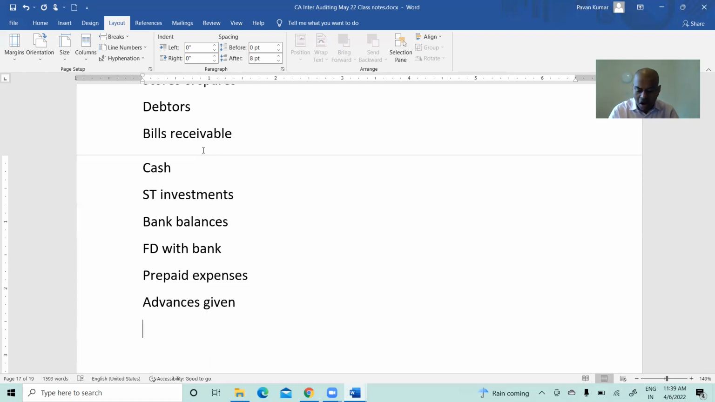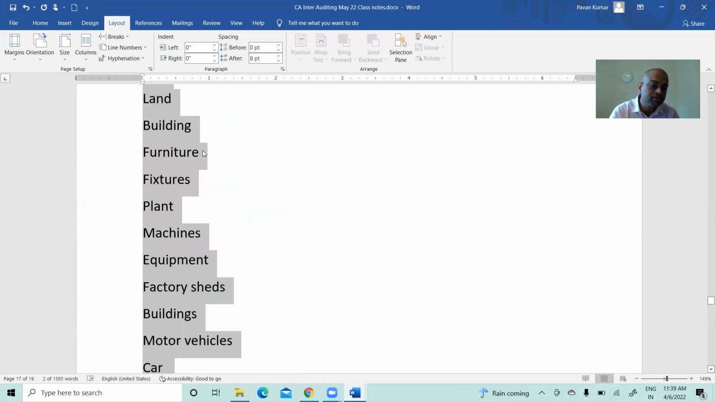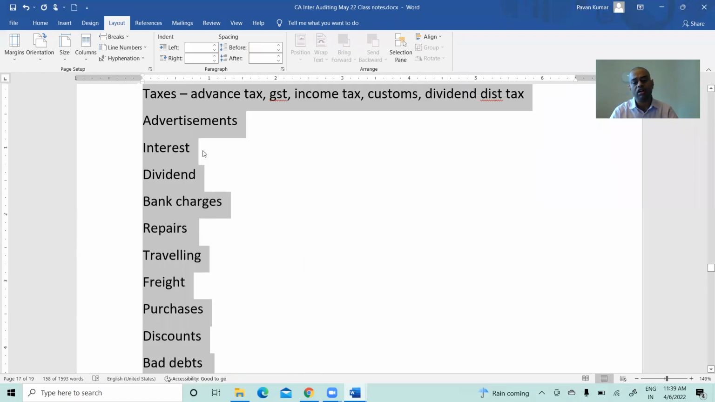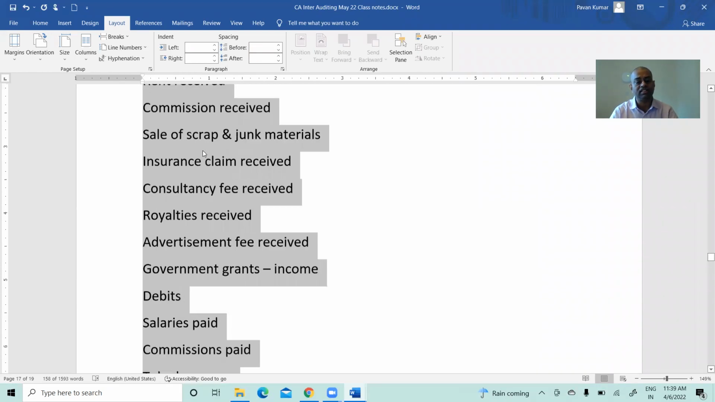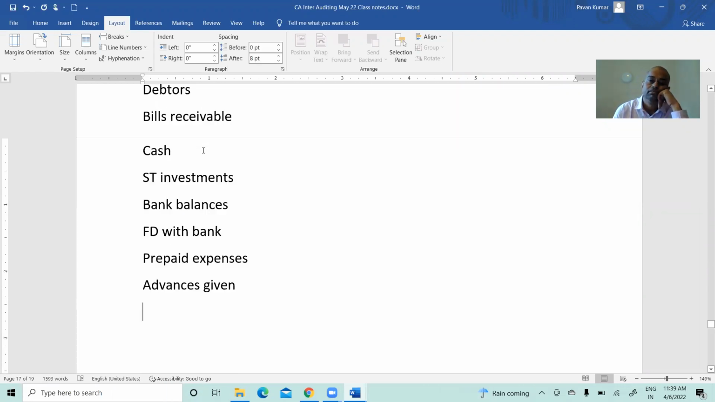Now, guys, all these things can be asked in the exam. Whatever you have written here in this list, anything can be a question. How do you verify advances given to supplier? How do you verify foreign currency, foreign collaborator royalty? Anything. So are we ready to study this? All these things we need to learn.